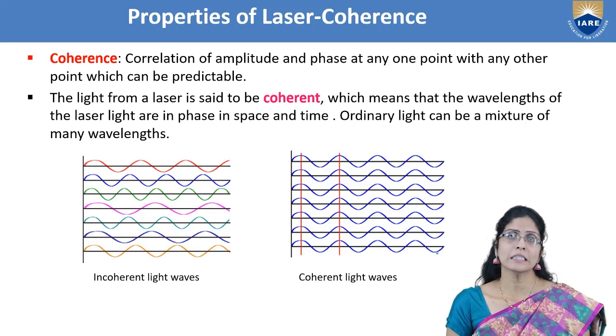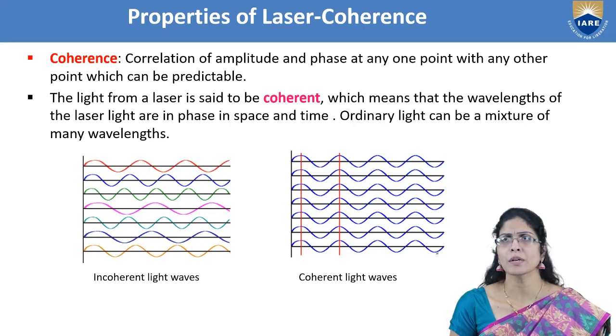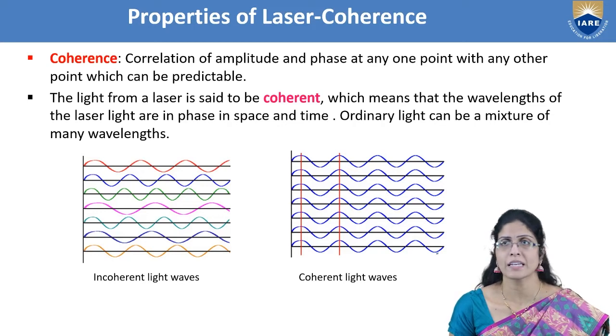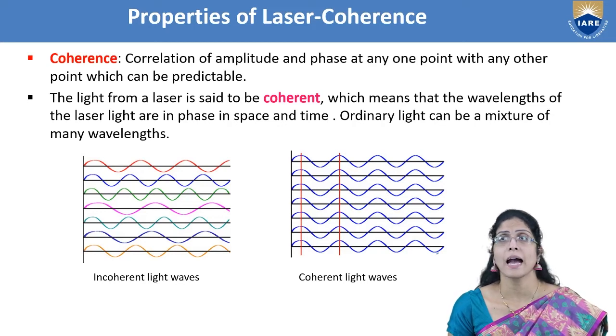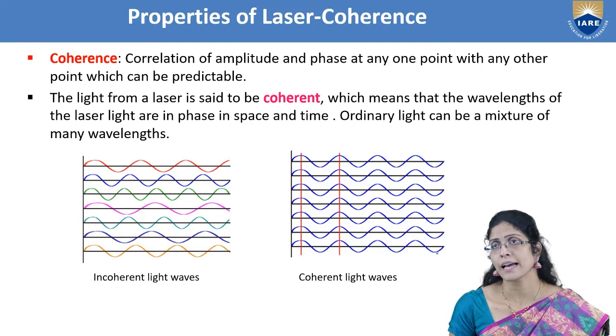So if you take the light from a laser, it's said to be coherent. What does it mean to be coherent? It means that the wavelengths are in phase with respect to space and with respect to time. On the slide, you can see the incoherent light waves.